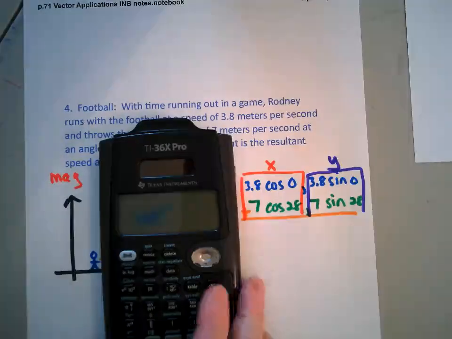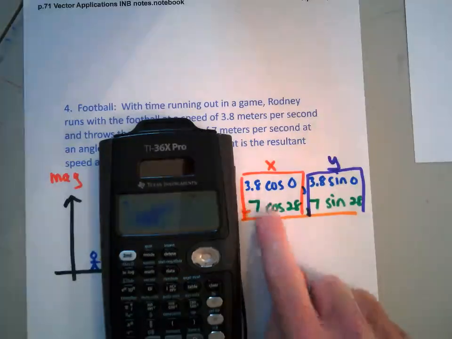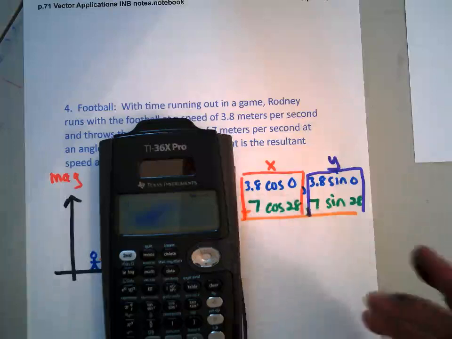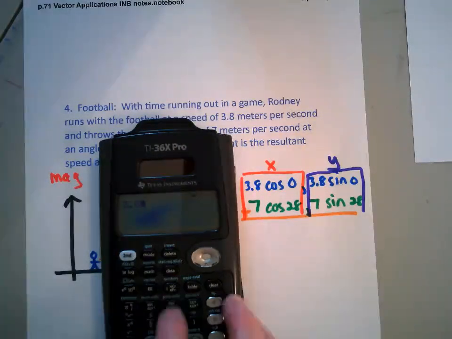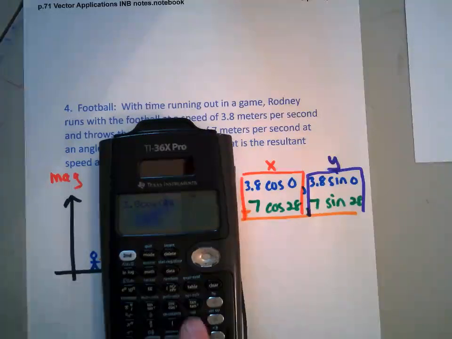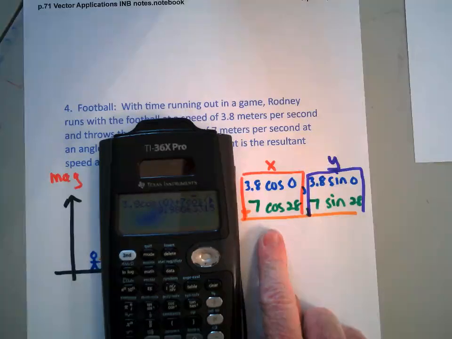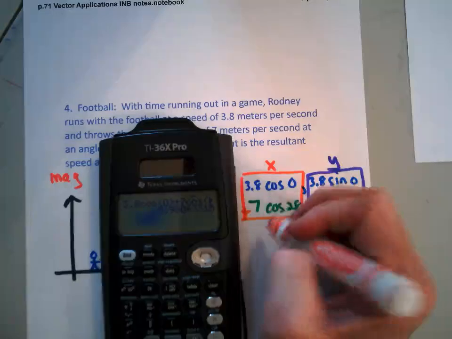Calculating time. Now you can do this whole calculation right here at one time, but you have to make sure you use parentheses. So 3.8 cosine of 0, close your parentheses, plus 7 cosine 28. I'll go ahead and close that also. And this component is 9.98, which we'll go ahead and call 10.